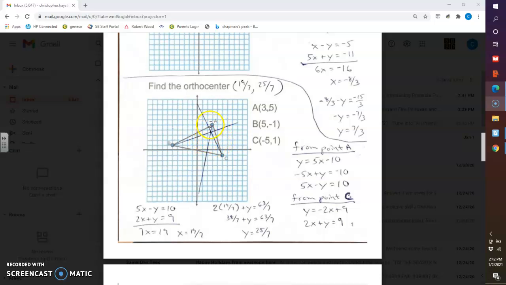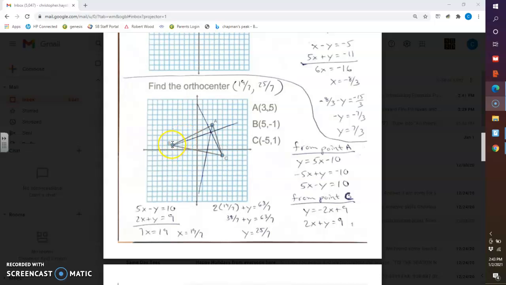From point A, I need the slope of BC. Slope of BC, down 2 over 10, it's a slope of negative 1/5. So a positive 5 over 1 slope from A. I'm going down 5, left 1, down 5, left 1, and that's my altitude.